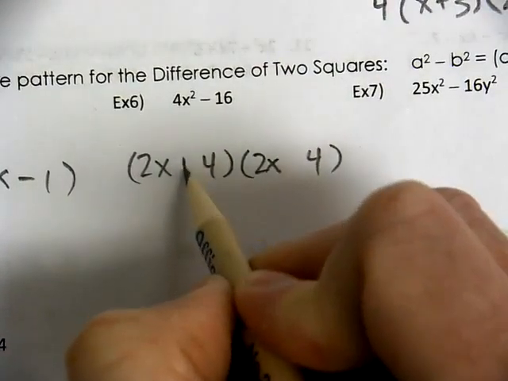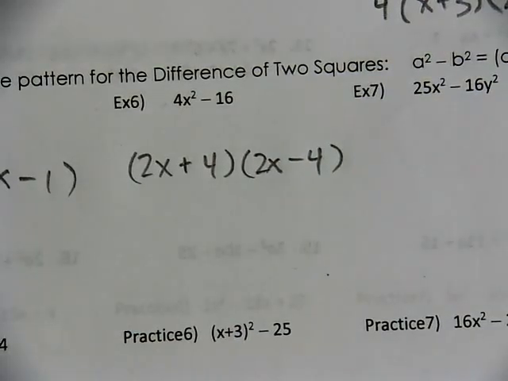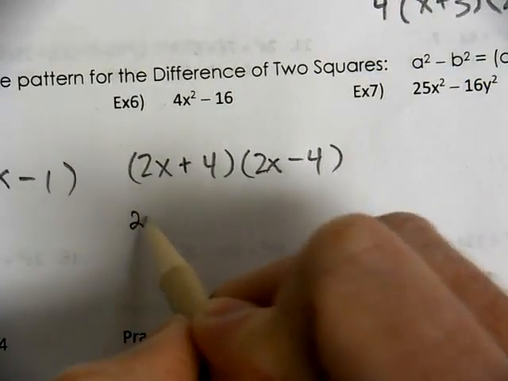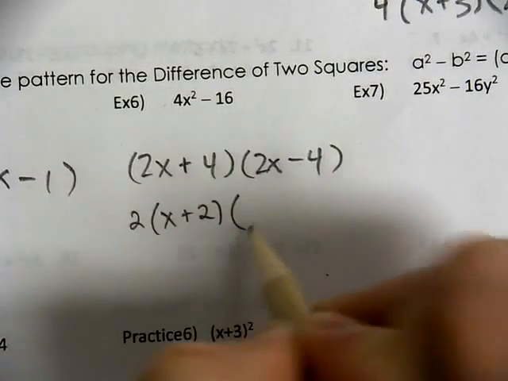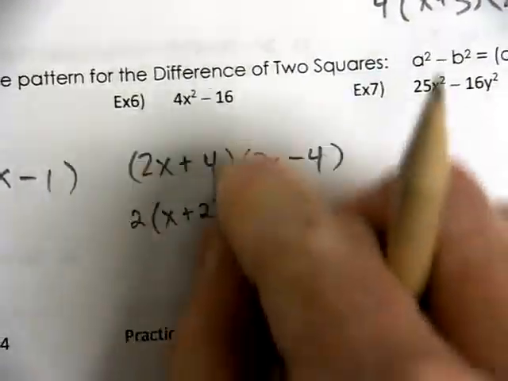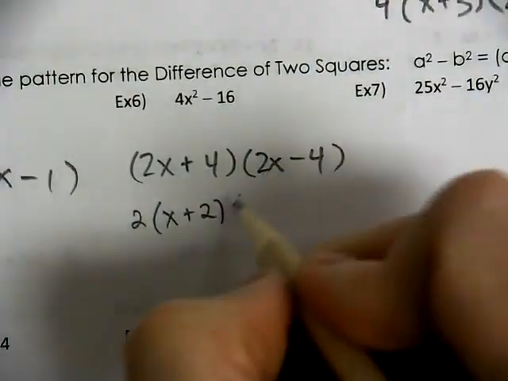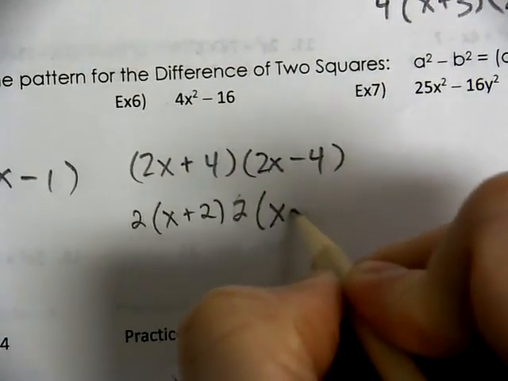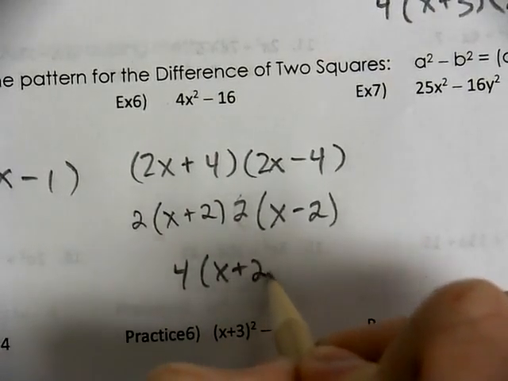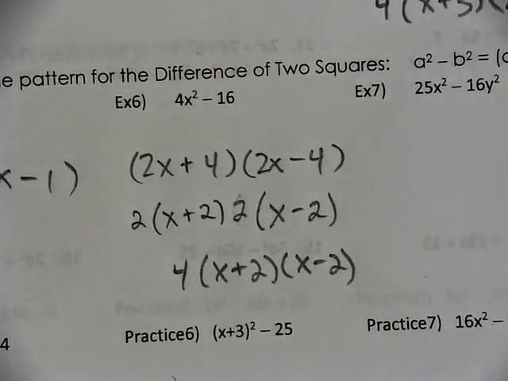This is one of those, again, that I could have factored out the 4 ahead of time. Maybe it would have been a little bit easier to work with. So here I need to factor out the 2. Here I need to factor out the 2. And that would give me 4 times x plus 2, x minus 2. You want to be sure to factor it completely.